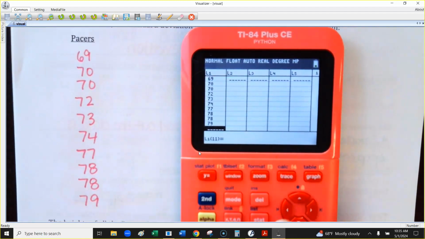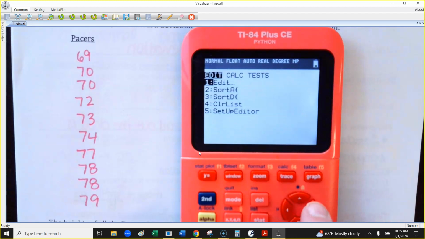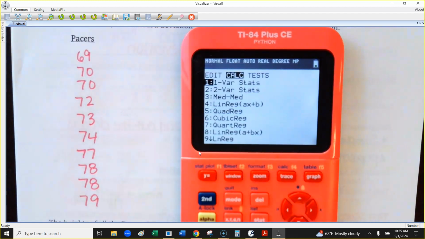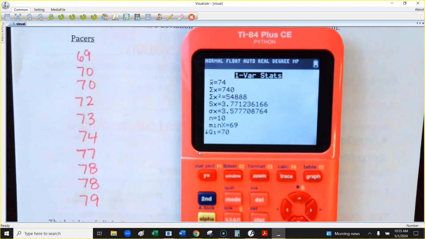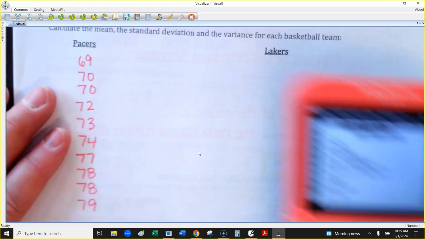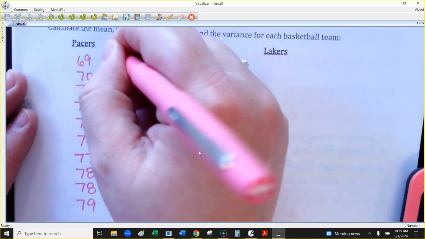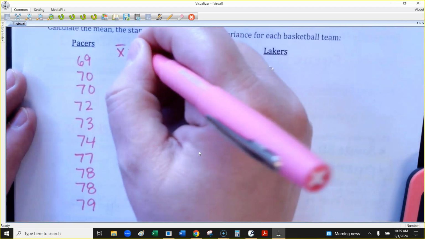Once you're there, you just Stat, arrow over to Calc, and you just want that first option, one variable stats, and then just keep hitting Enter on that screen till it shows up. Now, the mean, remember, that's the x bar at the very top. So the mean here is, actually it's a nice number, it's 74.